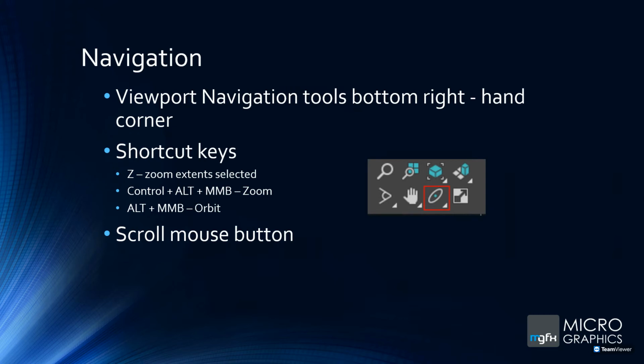A useful shortcut for those is Z, zoom extents selected. You select an object, you press Z, and it'll zoom into the active viewport that you've got. Then Control, Alt, and middle mouse button is zoom as well, and Alt and middle mouse button is orbit. I probably use Alt and middle mouse button quite a lot for orbit. Or you can just use your scroll mouse button to pan, and zoom in and out.